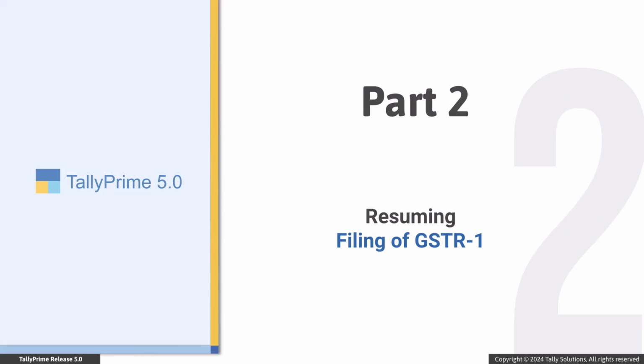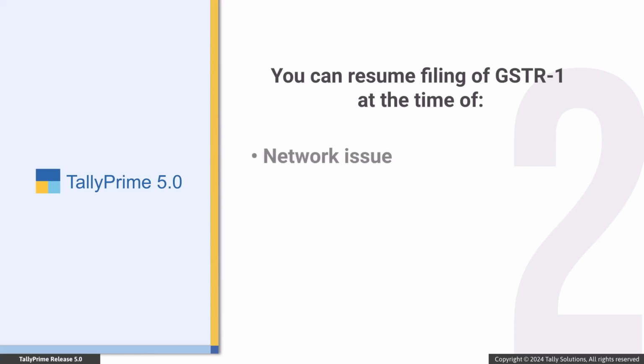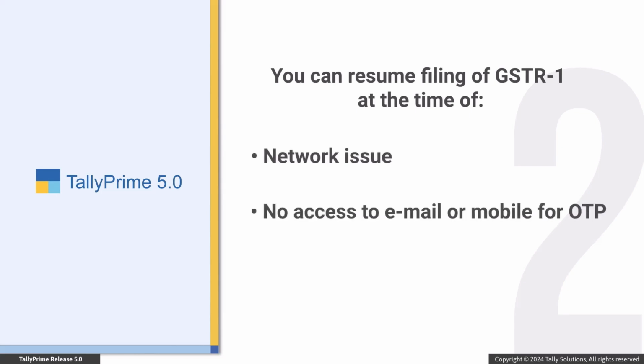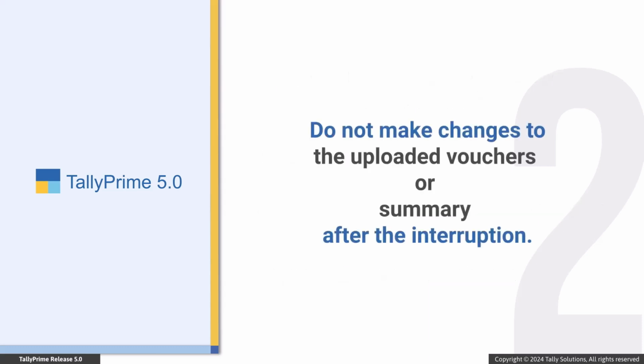Now, let's see how to resume filing GSTR1 in case of interruptions. In case of network issue, no access to email or mobile for OTP, or unavailability of dongle for signing, you can always resume filing of GSTR1. You need to ensure that you have not made any changes to the uploaded vouchers or summary after the interruption.